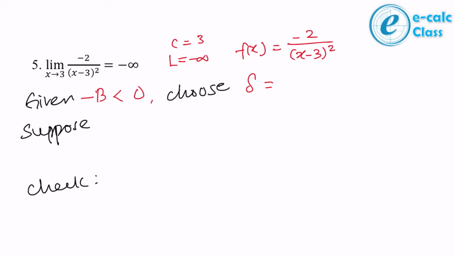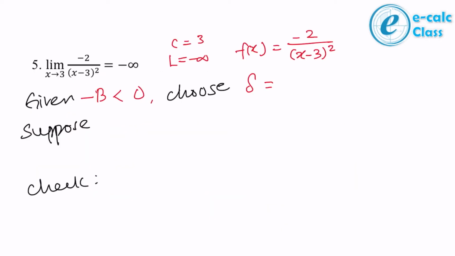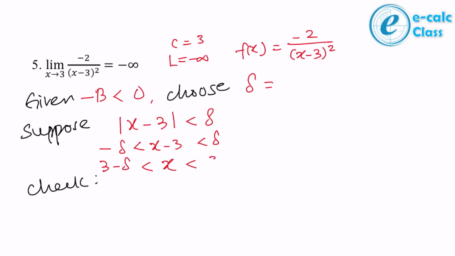Suppose, remember, suppose is anything related to your x. So you suppose this part. Okay, suppose your x minus c smaller than delta, manipulate, negative delta, x minus 3, delta. You should not have your modulus sign anymore. Then you have your 3 minus delta, 3 plus delta.